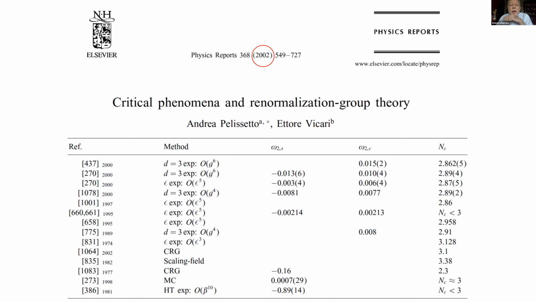Yeah. So here is a paper from 2002 by Pelissetto and Vicari. These guys have been very, very active in calculating critical exponents all along, and they also review the history and they review NC. And as you see, the values they cite, except for my value from 1974, many of the values they cite are below 3. However, there is one which is near 3. Otherwise, the conclusion of these guys is also that NC is below 3.